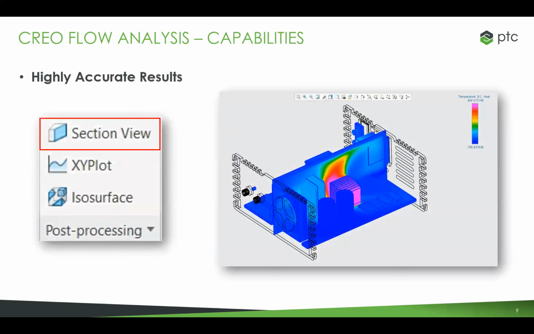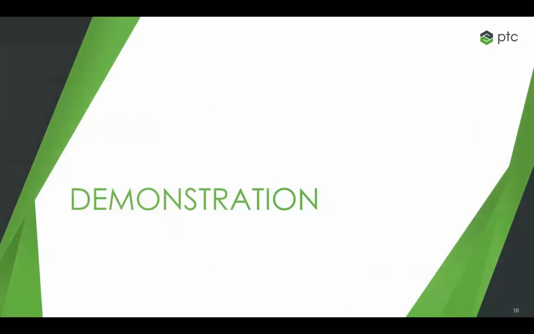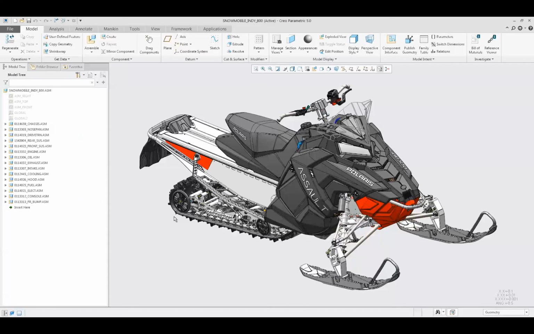This is because of the solver, because of the meshing. It's an analyst level tool that is accessible now to everybody. So analysts can use it, engineers can use it. You're able to view those results in a lot of different ways. Okay, so moving on to the demonstration.